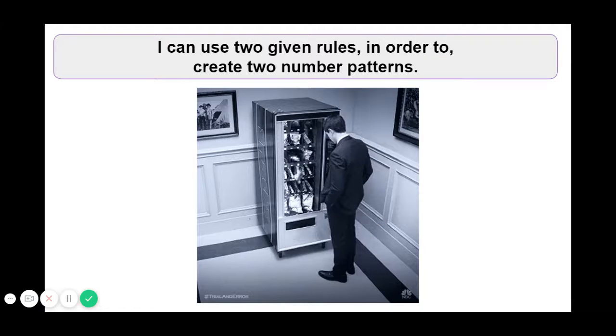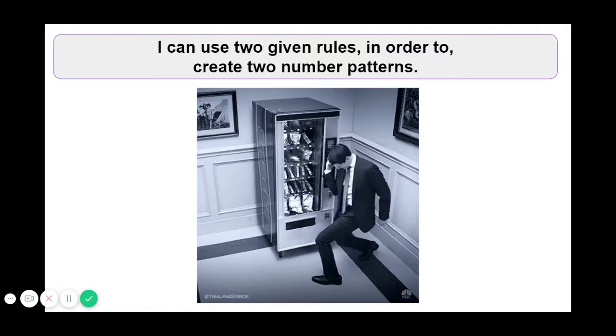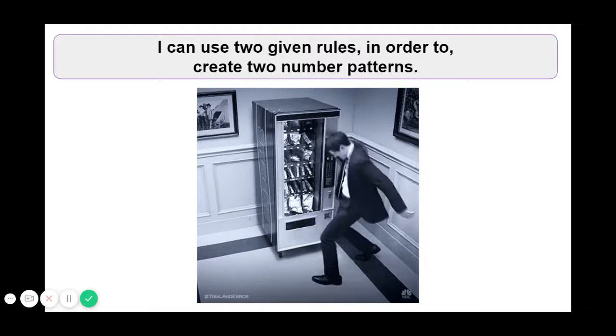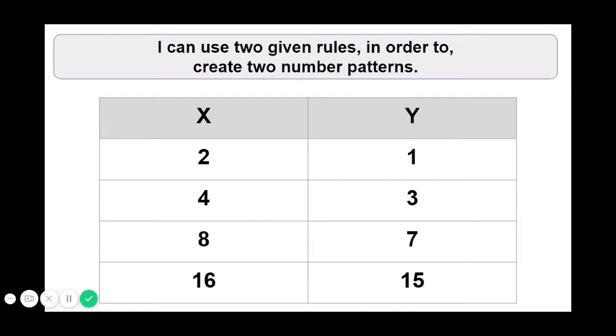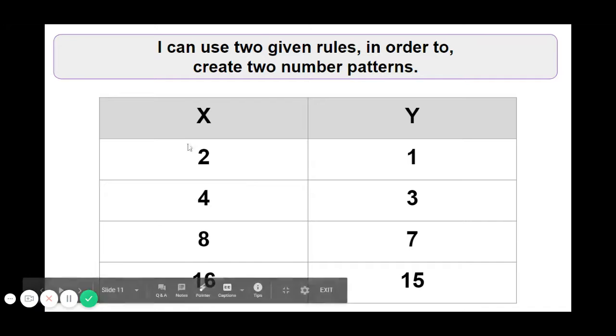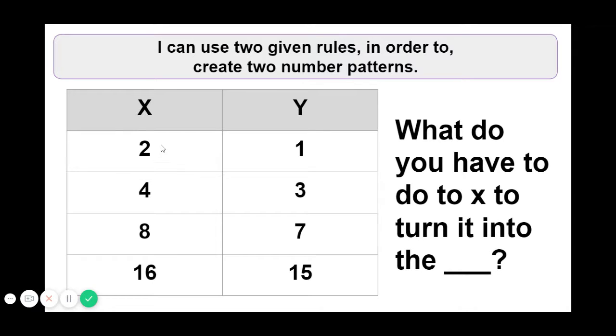So when we're talking about our function tables or our rule tables, however you want to describe them, we can think of them as a vending machine. I have to put something in one side in order to get something out of the other. So let's look at this table. I have an X column on the left and a Y column on the right. So I'm having to figure out, what do I have to do to X to get it to turn into Y? So if I'm looking at this table, I'm asking myself, what do you do to get the X to turn into the Y?